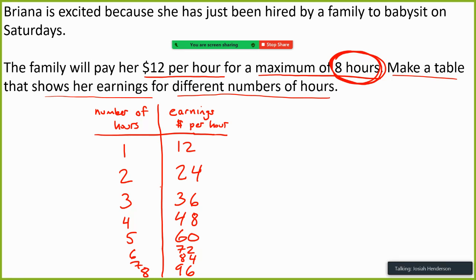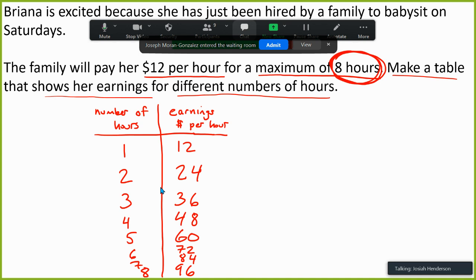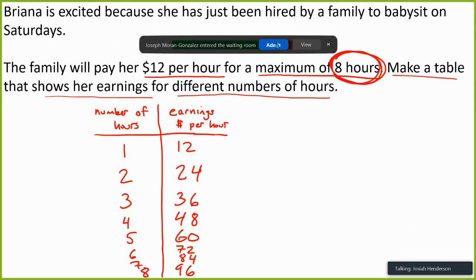All right, so we made a table. Josiah, Yes. do we write this down? Yes, please write this down. Okay.